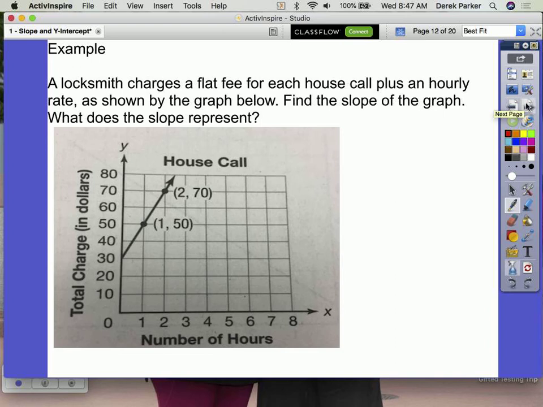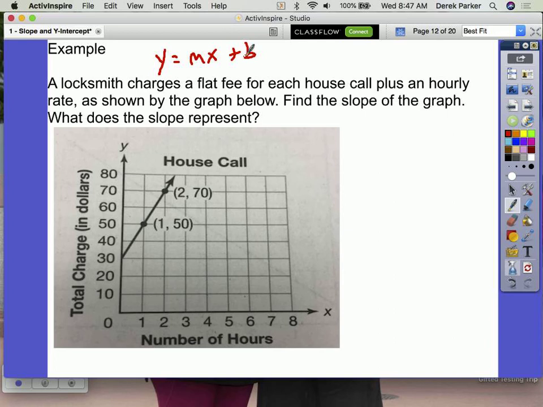A locksmith charges a flat fee for each house call plus an hourly rate as shown by the graph below. Find the slope of the graph. What does the slope represent? Now, I'm going to go a step further here. I'm going to find the slope, but then I want to write the equation in slope-intercept form. Remember, slope-intercept form is y equals mx plus b, where m is the slope, b is the y-intercept. And the x and y are the coordinates that go along with this graph.